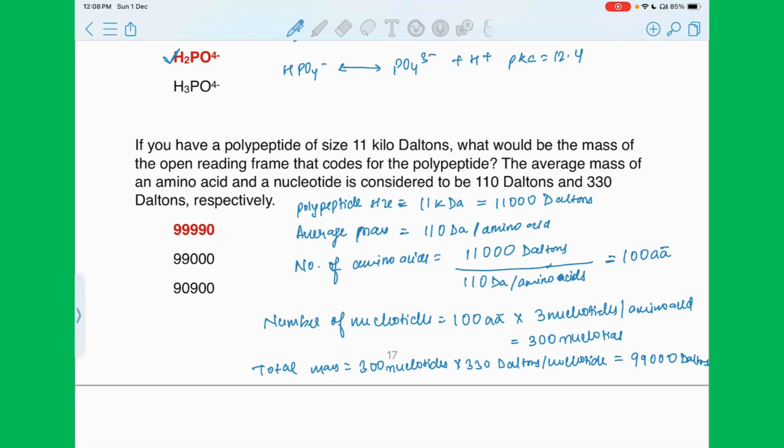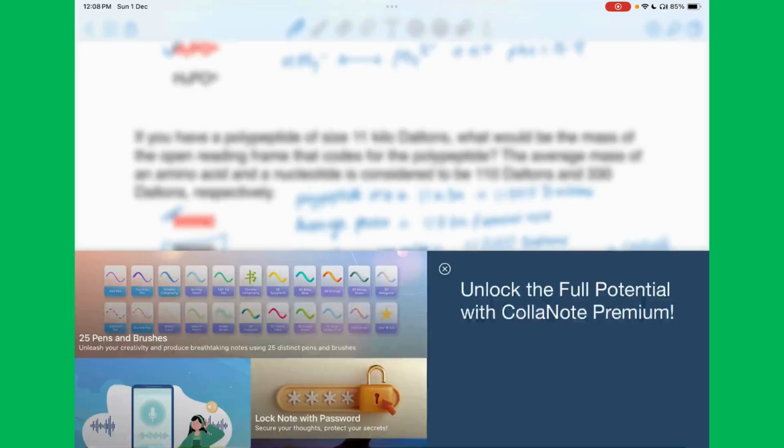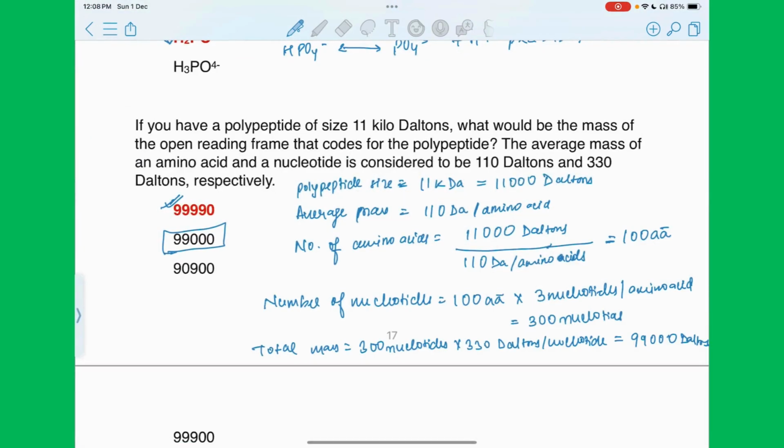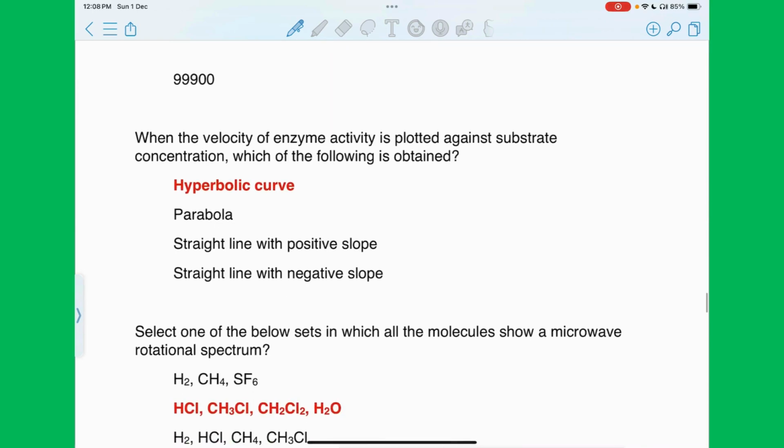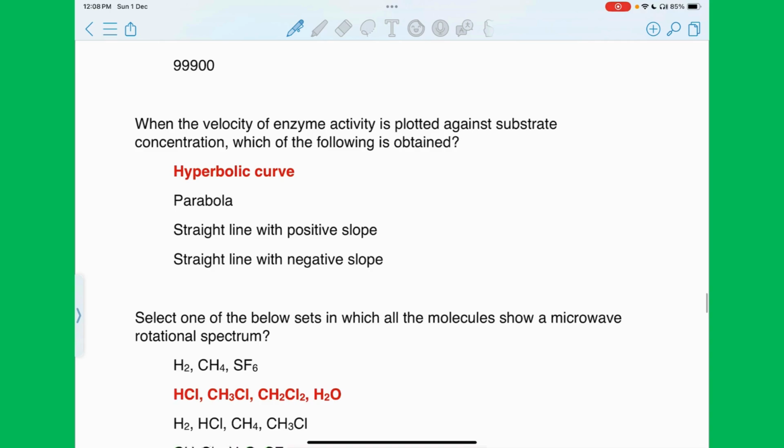So the correct option according to me should be this, but I don't know why this is given. If you got the answer for this question, please comment below and share with everyone else. We'll see. Let's go to the next question. Again, this is a repeated question. The answer was the hyperbolic curve according to the Michaelis-Menten equation.